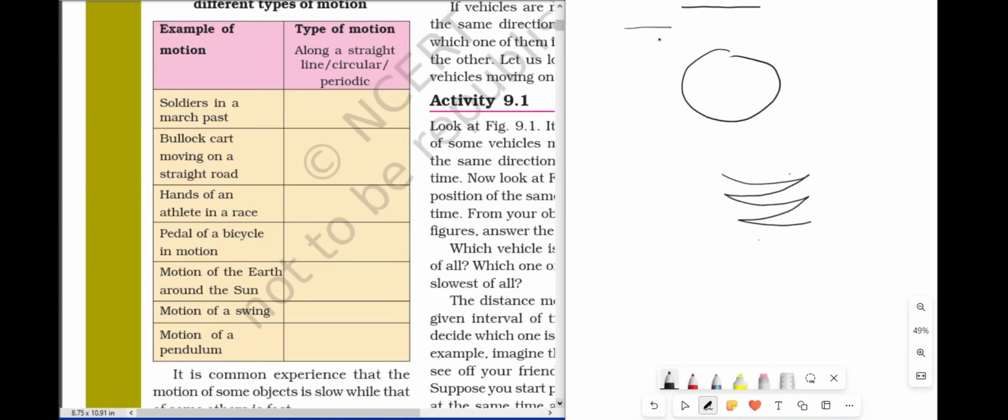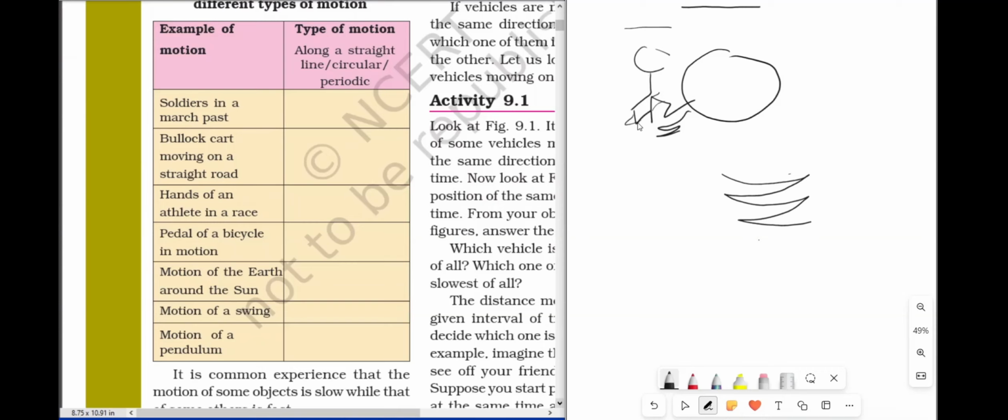तो आप क्या ये गेस कर सकते हैं कि what type of motion would an athlete's hand make जब वो भागता है? An athlete is a runner जो रेस में दौड़ता है. तो जब आप कभी भी दौड़ते हैं तो आपके हाथ कैसे जाते हैं? तो जब भी आप दौड़ते हैं तो आपके हाथ आगे पीछे ऐसे जाते हैं. So what is this sort of a motion? This is a periodic motion wherein your hands are making a constant motion over a period of time.